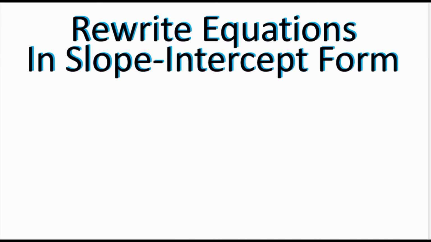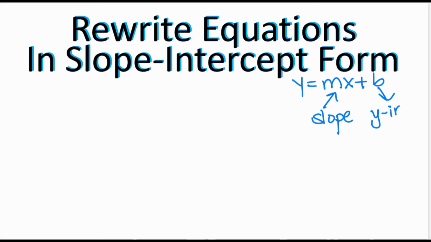For those of you who don't remember, slope-intercept form is y equals mx plus b, where m is going to be your slope and b is your y-intercept, okay? So our goal is to basically solve for y. And solving for y means to isolate the y, get the y by itself. It should be positive and there should be no numbers next to it. So let's take a look at an example.